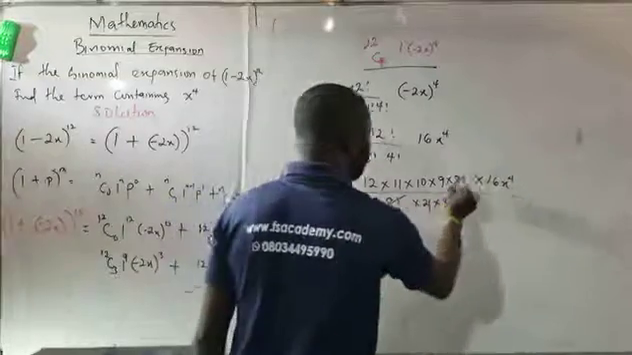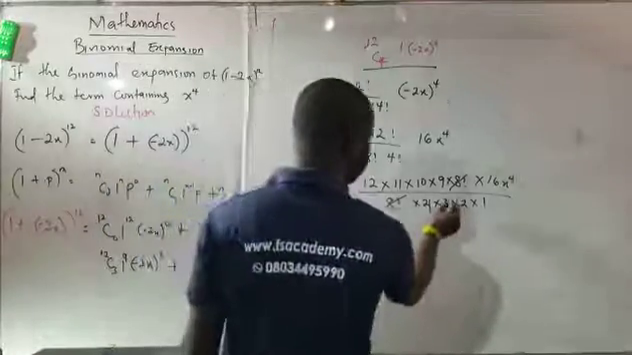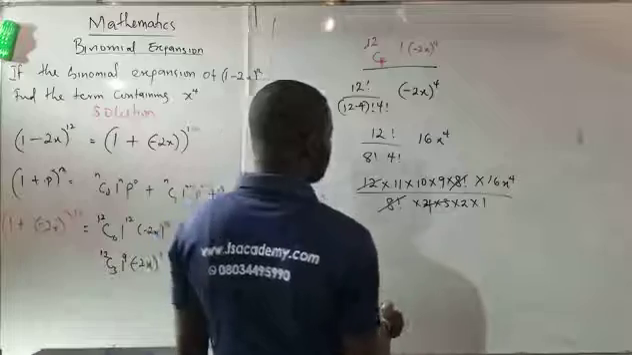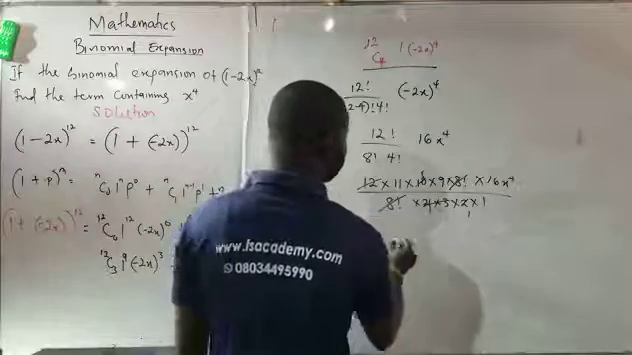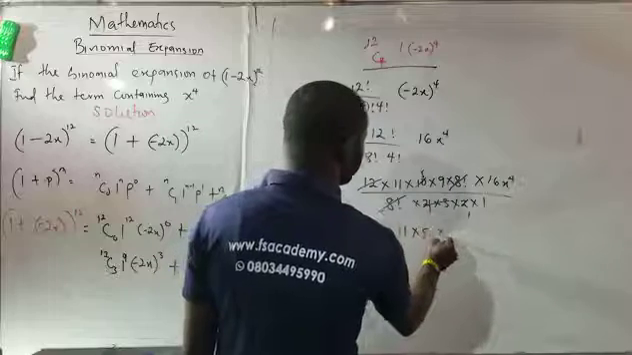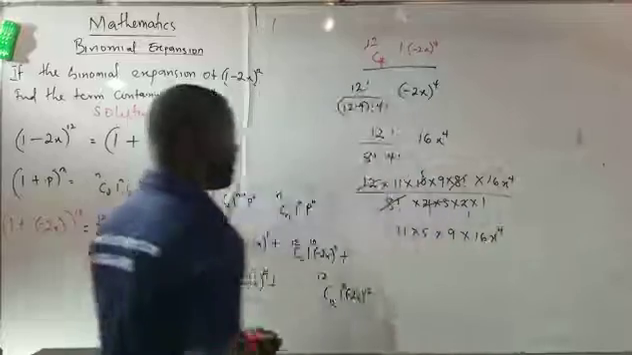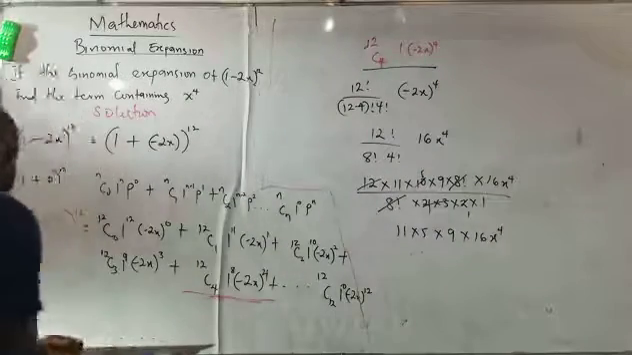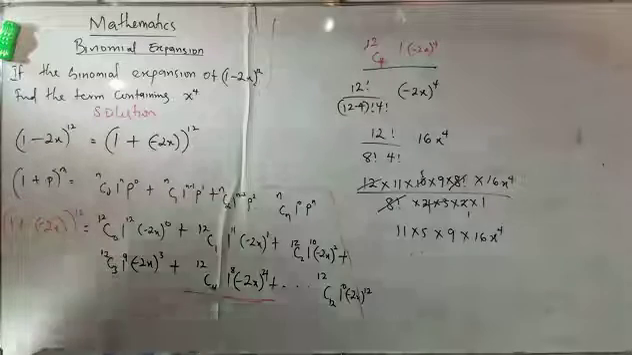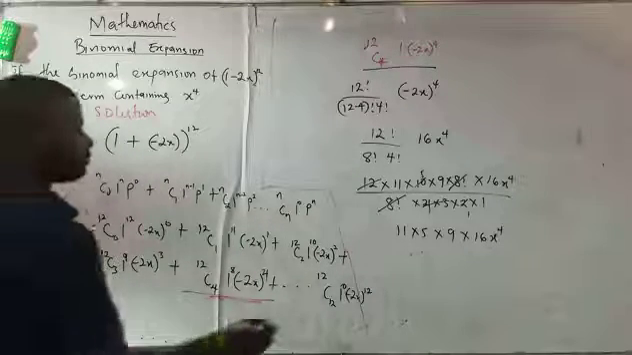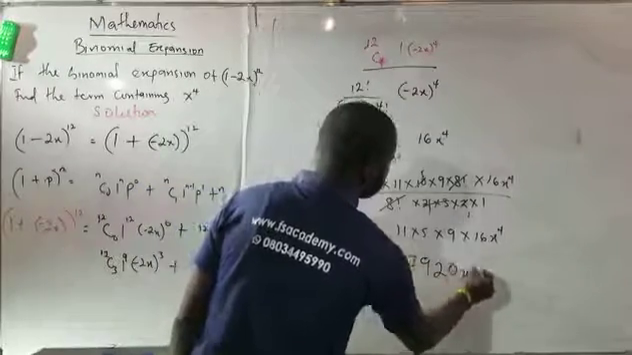This will definitely cancel this. Mind you, I think this will cancel this, and mind you, here 1, here 5. Now, I can easily say that it is 11 multiplied by 5, multiplied by 9, multiplied by 16, x raised to power 4. By so doing, it means the term we are working on will be 792x raised to power 4.